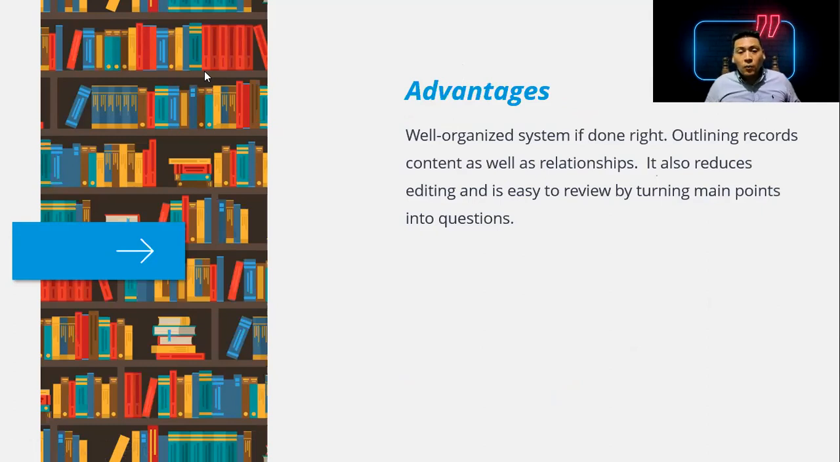It says, well-organized system if you don't write. So if we do it properly, we are going to have the information organized. Everything is going to be organized. Now, the outlining records content as well as relationships. So we are going to have all the information related. So this is related to this and to this and to this and so on.